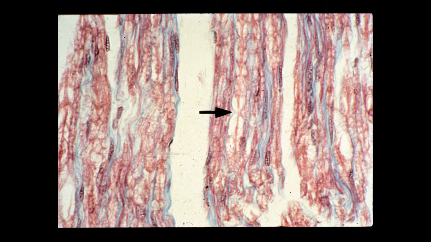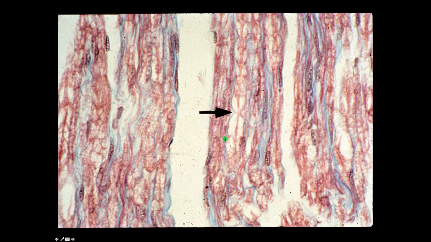This is a little bit higher power view in longitudinal section of myelinated axons. You can see a nice myelinated axon running like this. The dark arrow is highlighting a node of Ranvier, and you can see the light blue staining connective tissue.